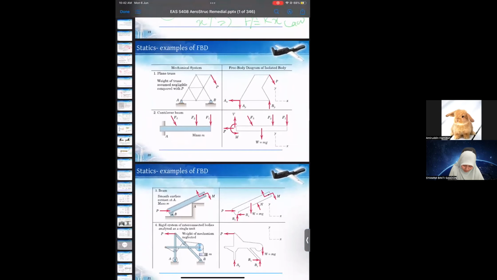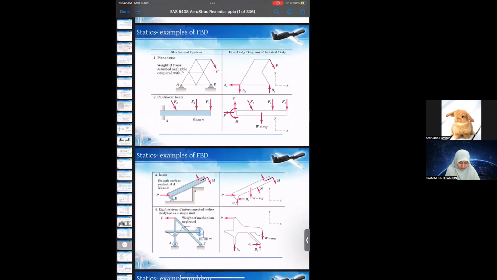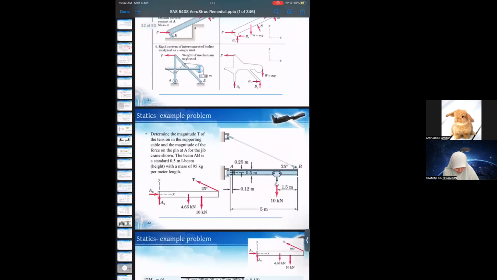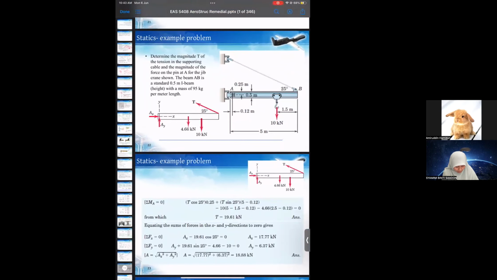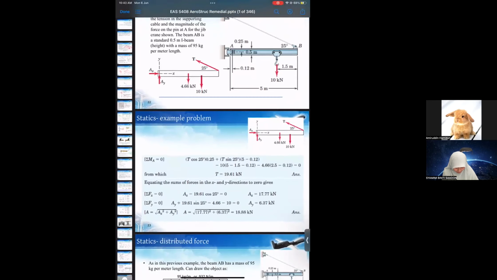And these are examples of free body diagrams. This free body diagram can be applied in many construction materials, in a beam, etc. Example, this is an example of a problem. You can take a look at the example here. Determine the magnitude P of the tension in the supporting cable and the magnitude of the force on the pin A for the crane below. Look at this example, how the sum of the forces is calculated for this free body diagram.